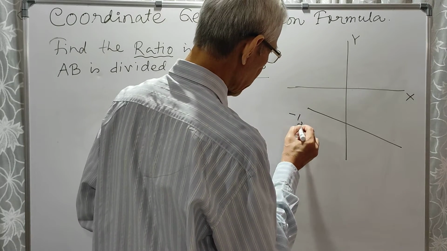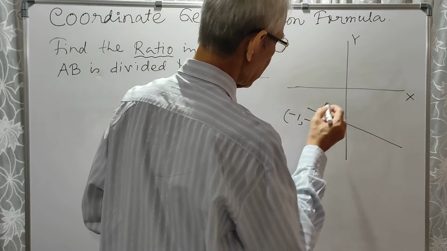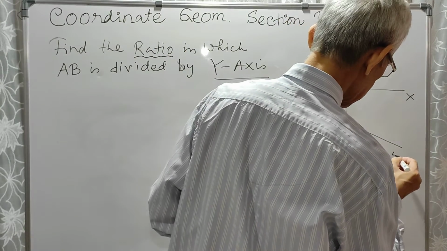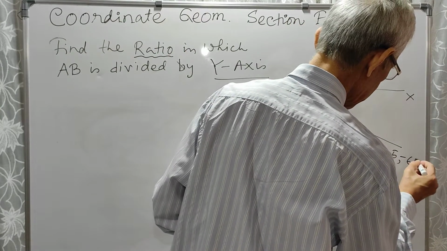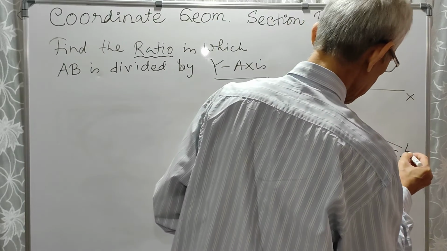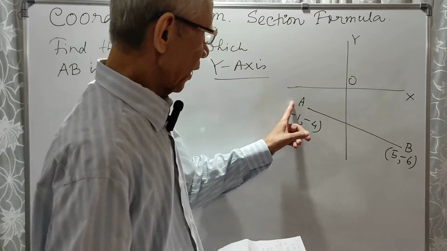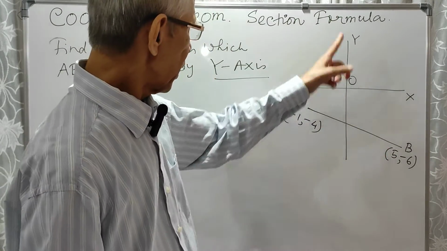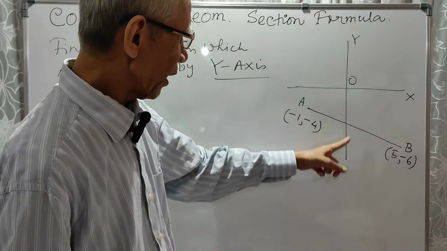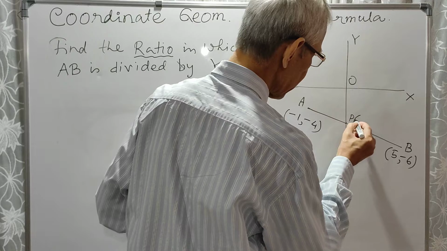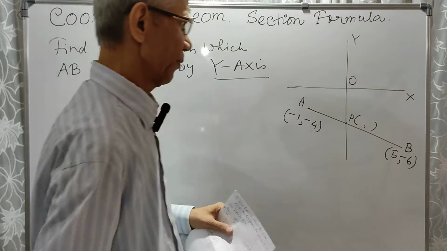So this is (-1, -4), and this is (5, -6). So AB is a straight line which joins these two points. Now you see the y-axis meets this line at this point. This is the point P.